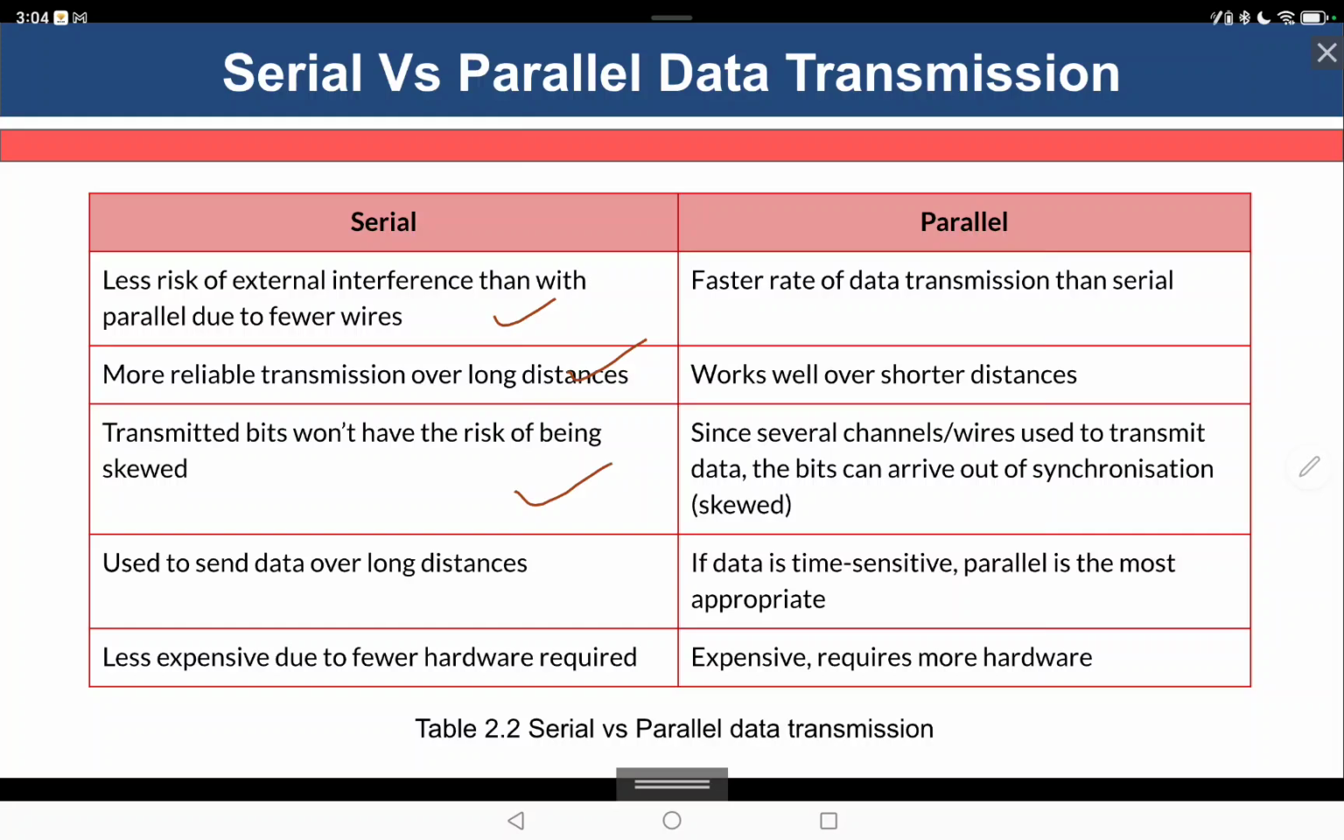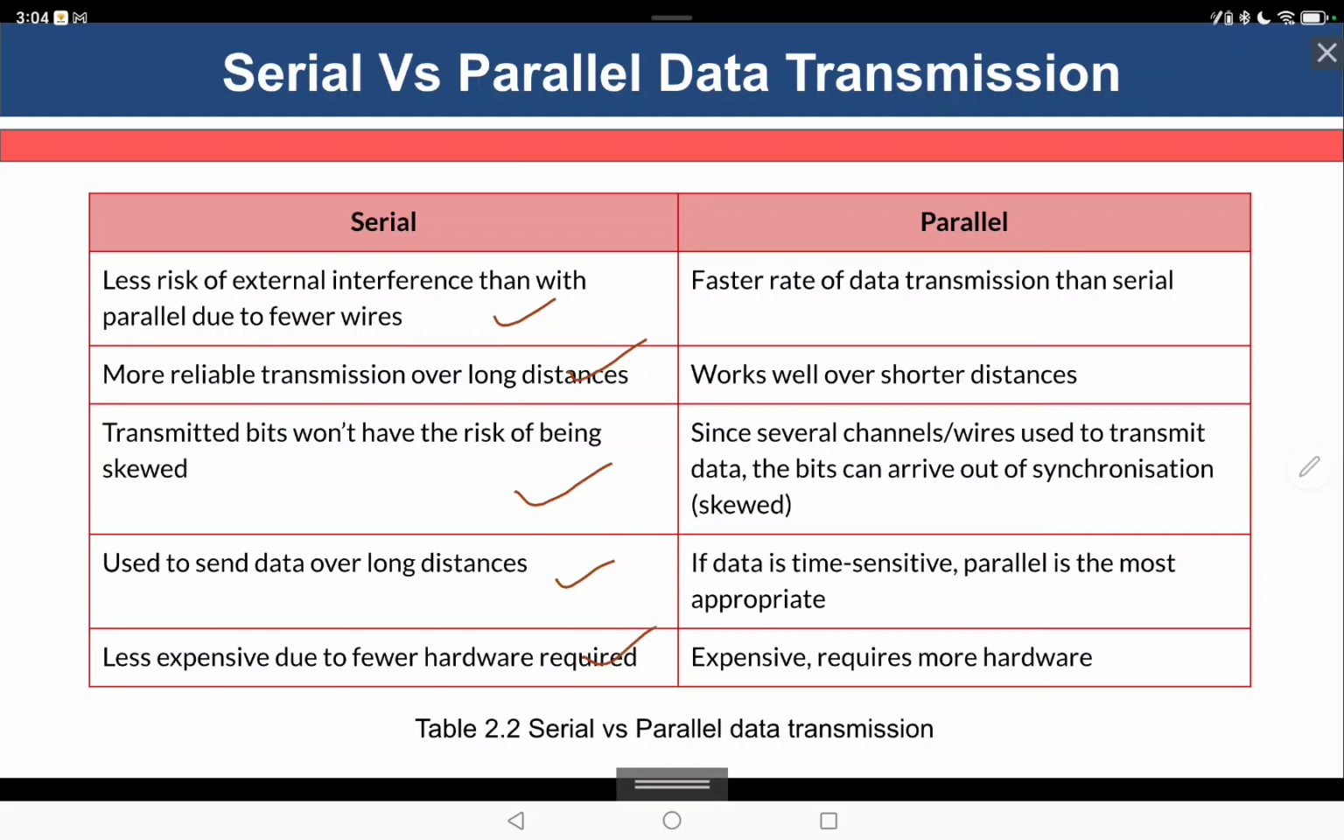Then transmitted bits won't have the risk of being skewed. So in serial transmission, bits are sent one after the other, so they remain in the correct order when it is being sent. Then it is used to send data over long distances. So it's the preferred method for long distance communication, like over the internet cables or satellite.